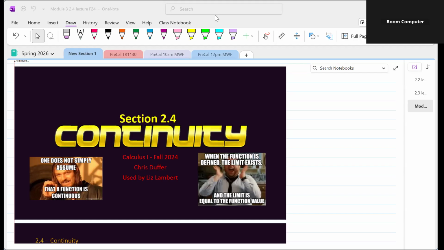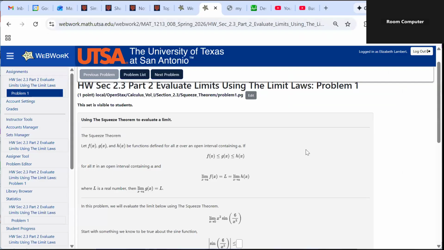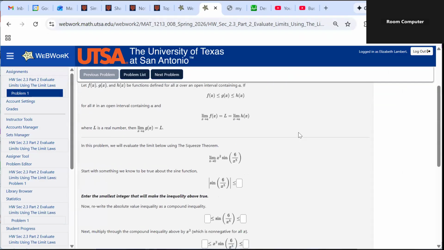All right, here we go. And let me flip the share just to show you all this question because it sometimes trips people up. All right. So this is walking us through an example of using the squeeze theorem.